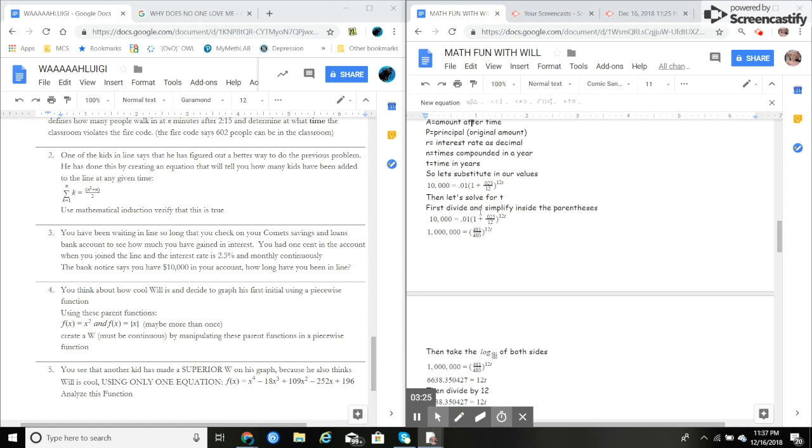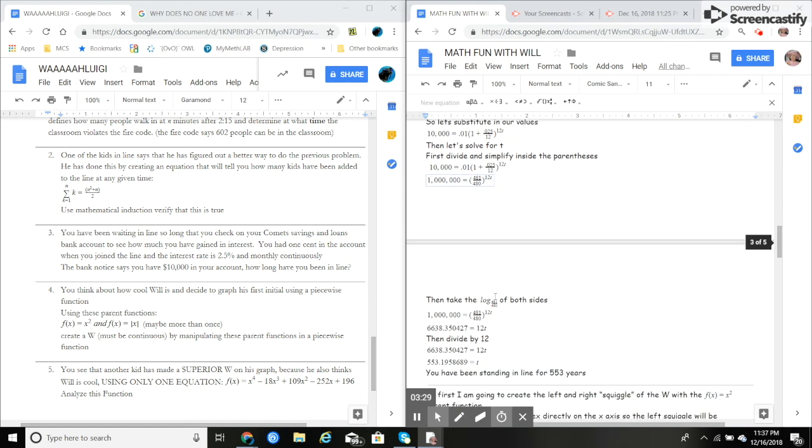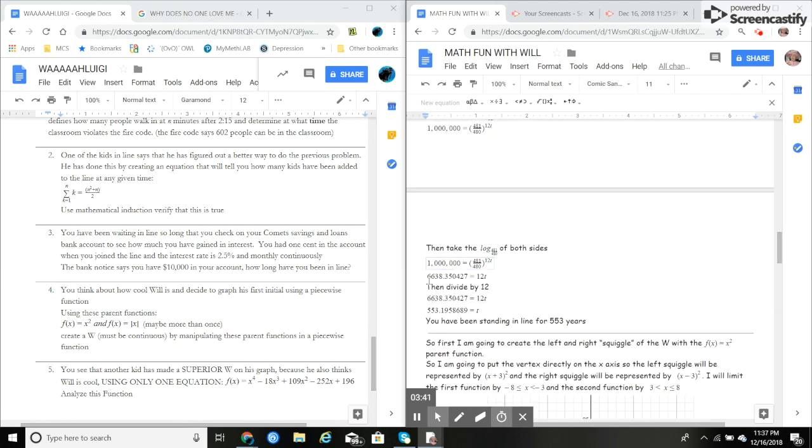So it goes all right until you get to this part where you have to take the log base 481 over 480 of 1 million. So because logs and exponents are inverses, this log 481 over 480 cancels with this, and then we're left with this. So then we just divide by 12t, or divide by 12 to get t alone, and you've been standing in line for 553 years.